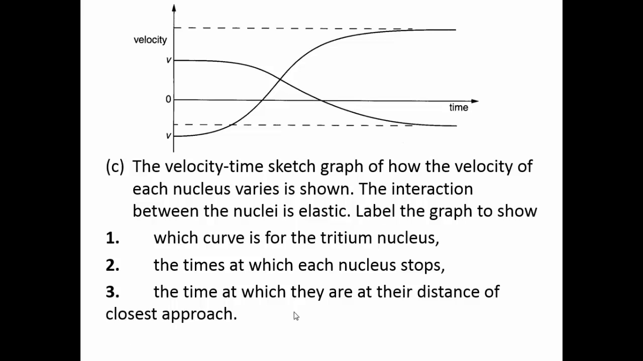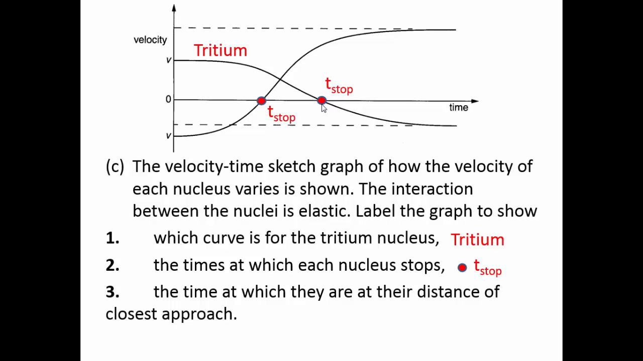The velocity time sketch graph of how the velocity of each nucleus varies is shown. The interaction between the nuclei is elastic. Label the graph to show which curve is for the tritium nucleus. So this is for the tritium because the initial speed for tritium is positive. And the times at which each nucleus stops. So the speed is 0 when both of them stop. So this is a time when the deuterium stops, this is a time when the tritium stops.